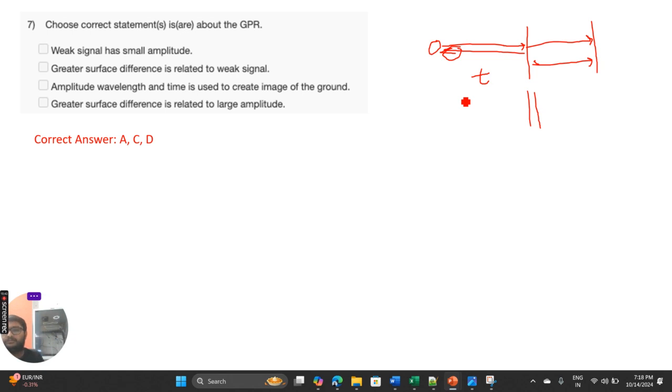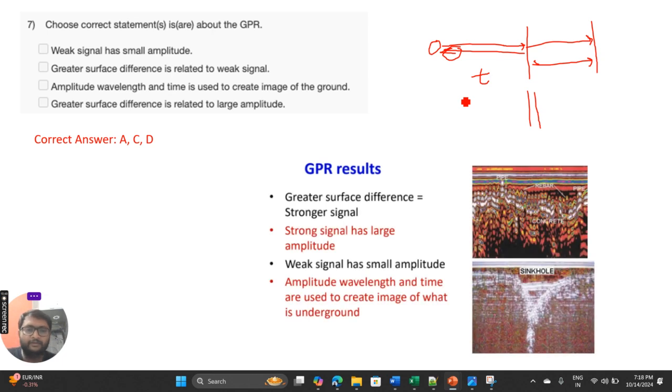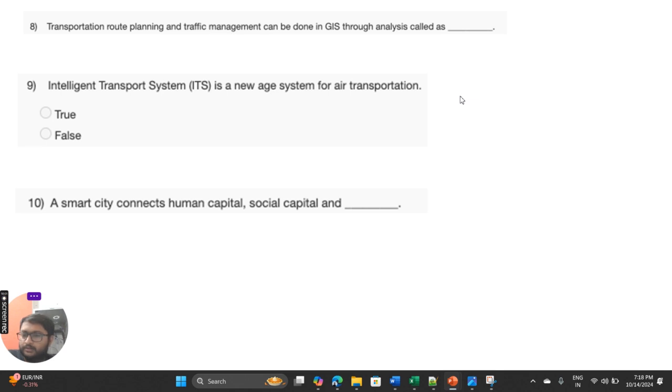So options A, C and D are correct here. You can see the greater the surface difference, the stronger the signal, and a stronger signal has larger amplitude, while a weak signal has small amplitude. Next one: transportation route planning and traffic management can be done in GIS through which kind of analysis?